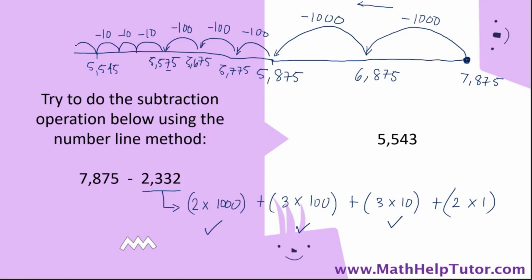Let's skip count minus 2. So 5,545 minus 2 becomes 5,543, which is our answer.